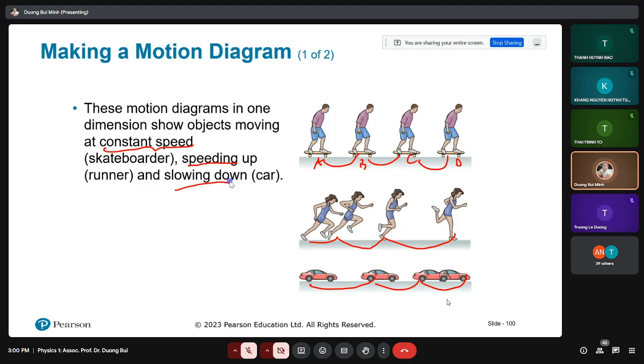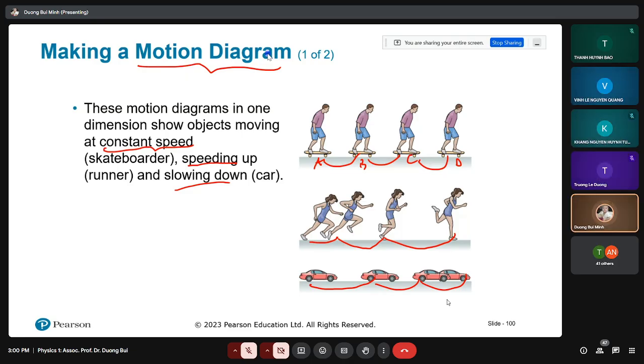Just to let you know, when we observe the motion diagram, you can analyze some physical parameters, for example, speed and distance.